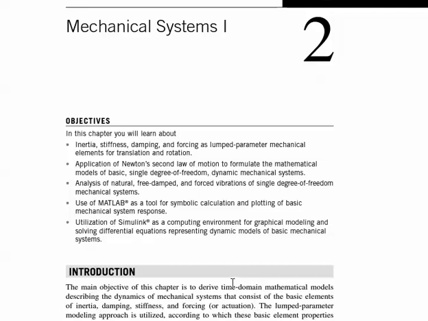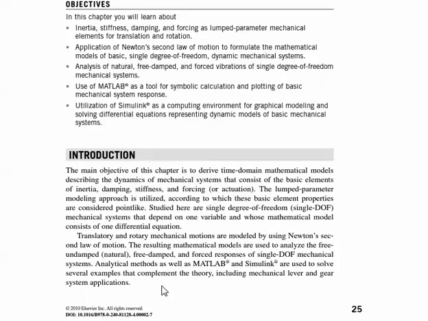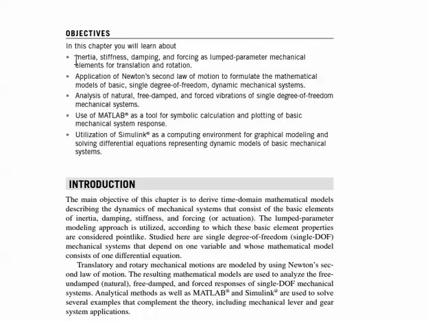So the way this chapter starts out is that you're going to learn about inertial, compliant or stiffness, and damping elements, as well as forcing elements. That's like your voltage or current source. And everything is lumped parameters. So if we have a mass, we treat it as a point mass, just like when we have resistors, we treat them as a point resistance rather than a resistance spread along some wire. And then we're going to apply Newton's second law of motion to formulate the mathematical models of these basic systems.